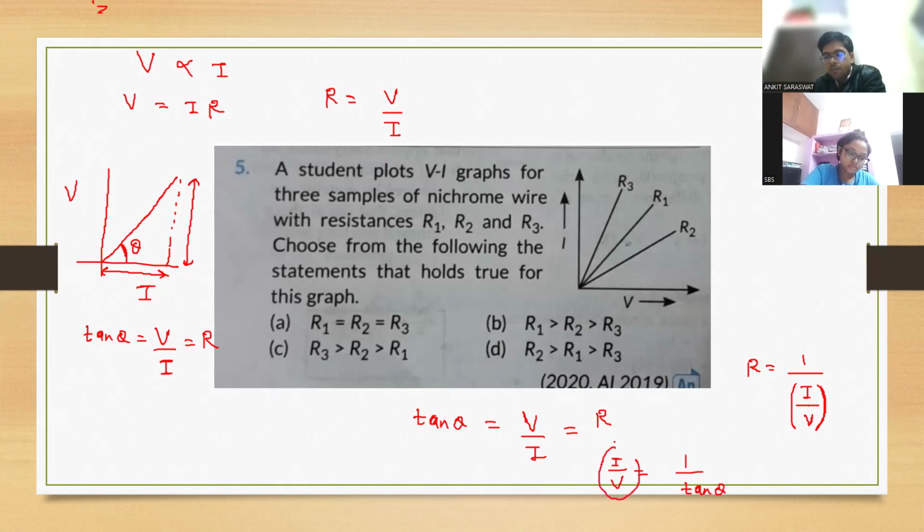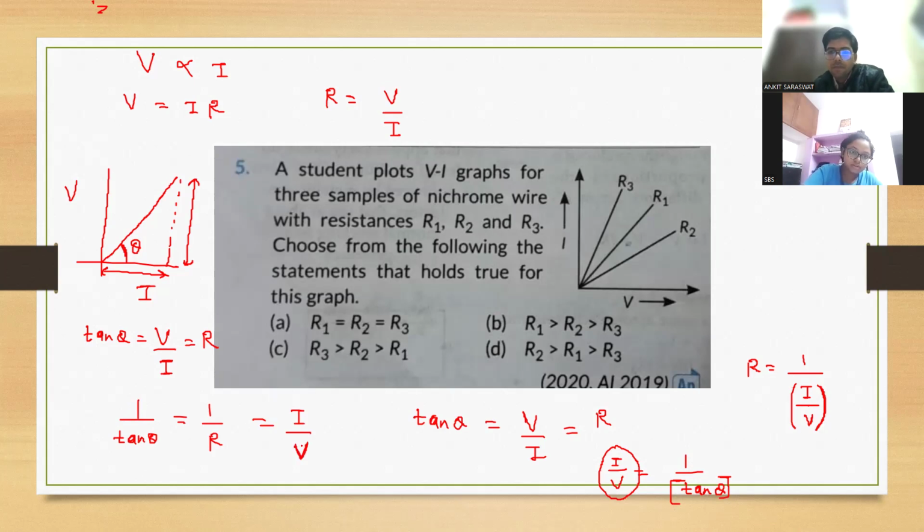Clear? 1 upon tan theta. In this case, tan theta is the slope of V versus I. Clear? If you understand it this way, no problem. I have more ways to explain this. See, if you take the reciprocal, 1 upon tan theta is equal to 1 upon R, which will be I by V. Can we write like this?